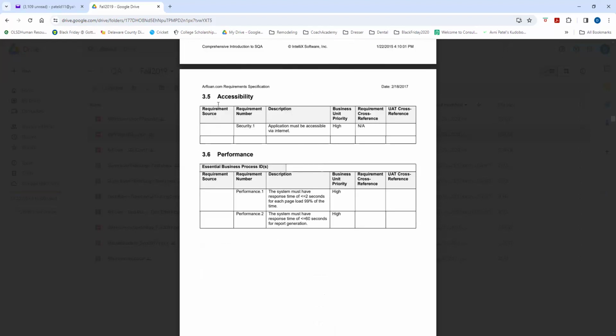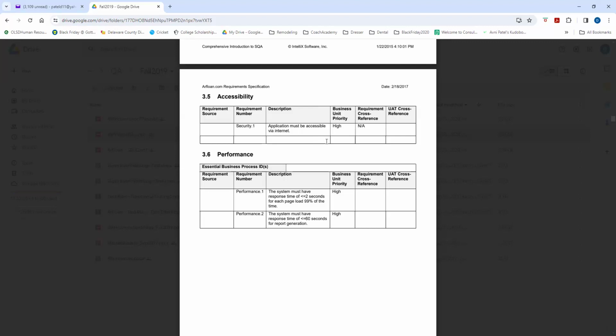Same thing goes for accessibility, right? Where should people be able to access the system from? Do they need to go into the office, or can they do it from anywhere? In this case, they said it should be accessible through the internet. That means you don't technically have to go into the dealer shop to access the system. You can go into a web browser and access it from there, as long as you have the right user ID, password, and credentials.